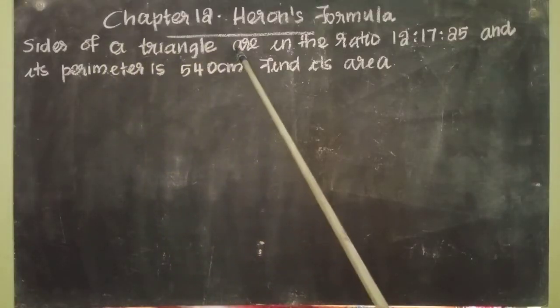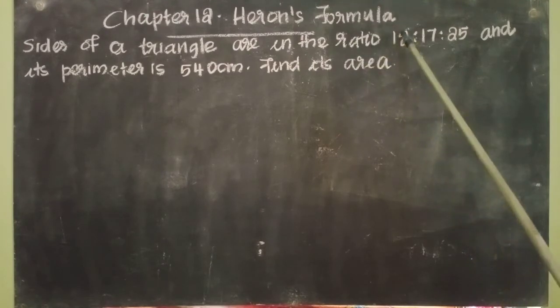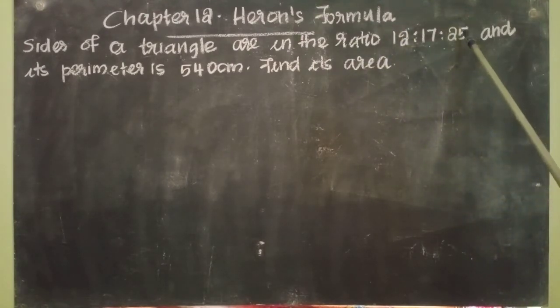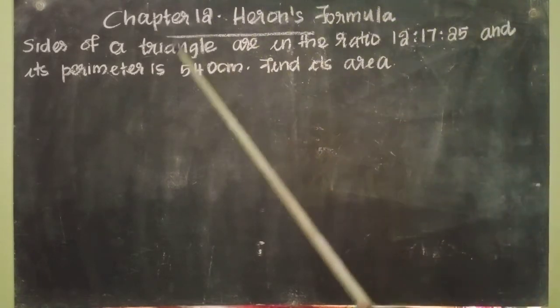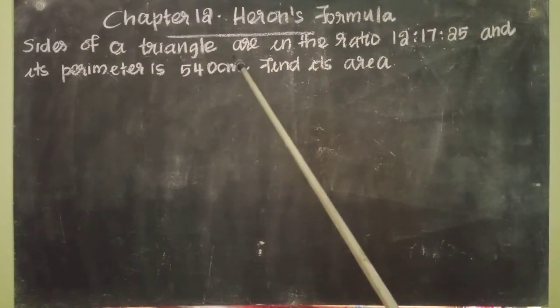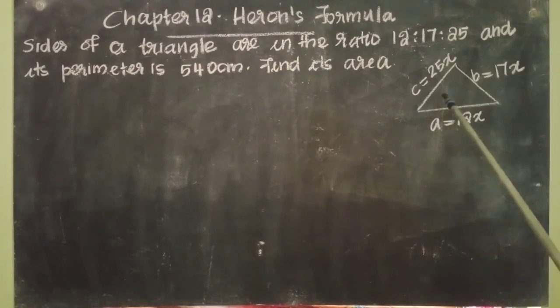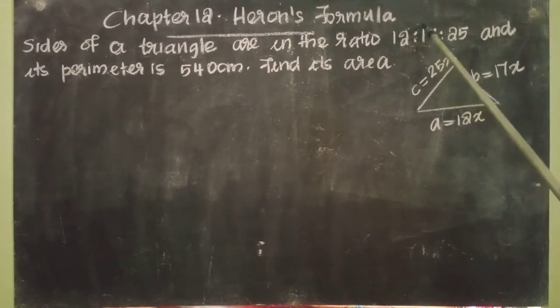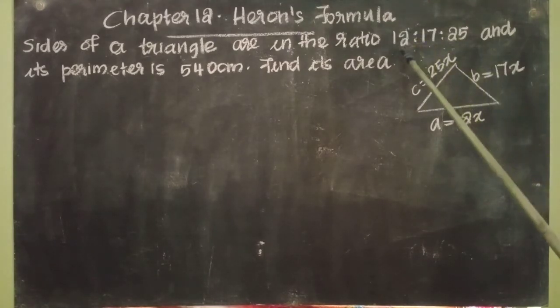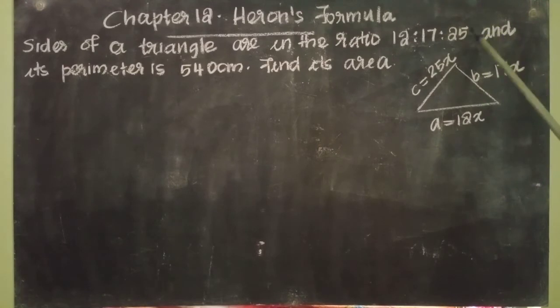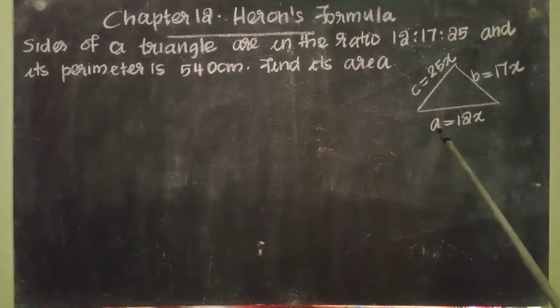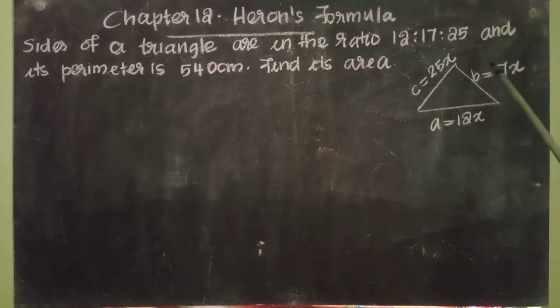Sides of a triangle are in the ratio 12:17:25 and its perimeter is 540 centimeter. Find its area. So here I have drawn the figure of triangle. Then the ratio of the sides given, it is 12:17:25. So we can consider a equal to 12x, b equal to 17x, c equal to 25x.